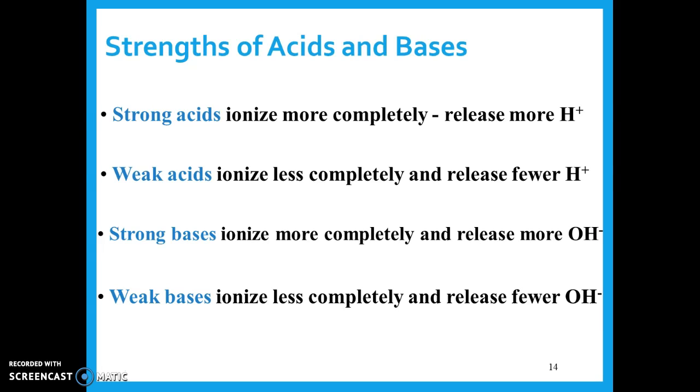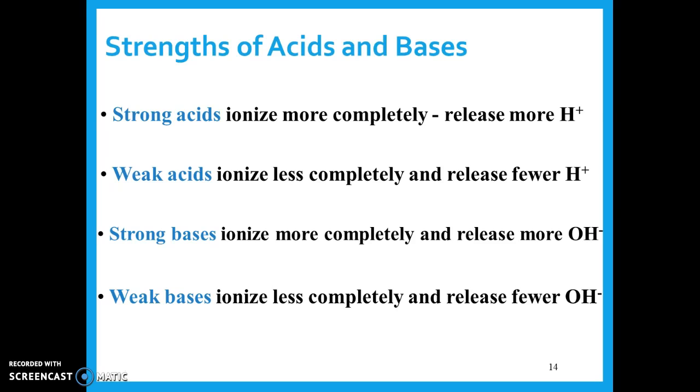All right, we're going to finish. I'll probably have to do one more part to this lecture, but we're going to talk about the differences between acids and bases. So this is something to keep in mind when we go through this. If something is considered a strong acid, that means that it ionizes more completely. All right, that's a new word for us.